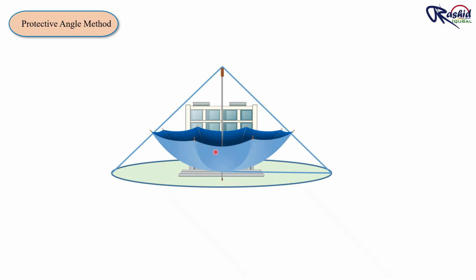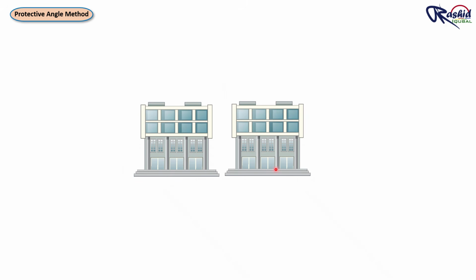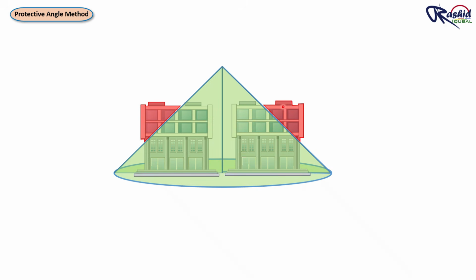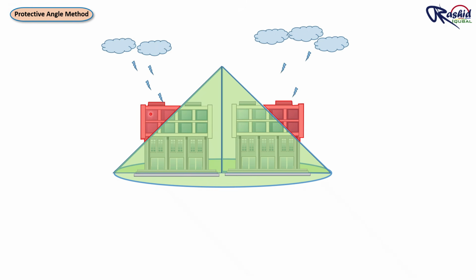So what does this mean in simple words? It means that any part of the building or equipment that falls inside the cone is protected. But if any part of the structure goes outside the cone, that part is not safe. That means lightning can still strike there. Here you can see one side of the house outside the cone. That part is not protected, which means a single rod is not enough.